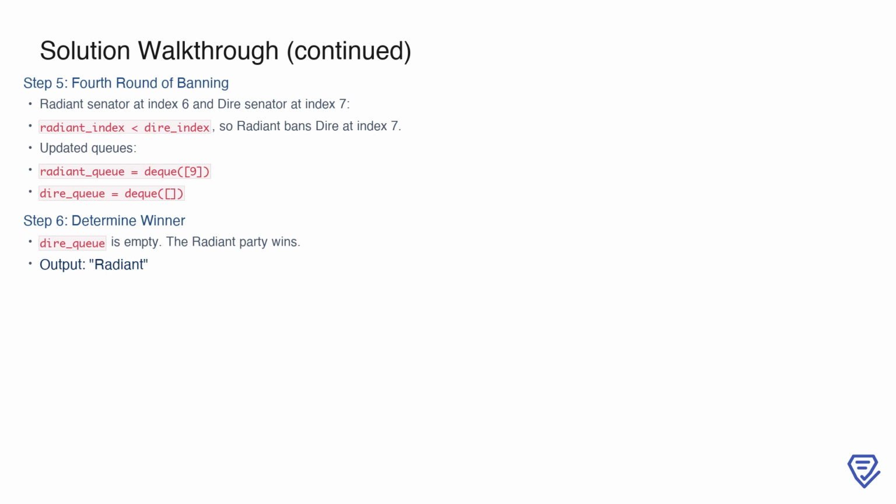Since the radiant senator's index is smaller, it bans the dire senator at index 7. The radiant senator is re-enqueued with a new index of 9. The radiant queue now contains 9, while the dire queue is empty. With no dire senators remaining, the radiant party is declared the winner, and the output is radiant.